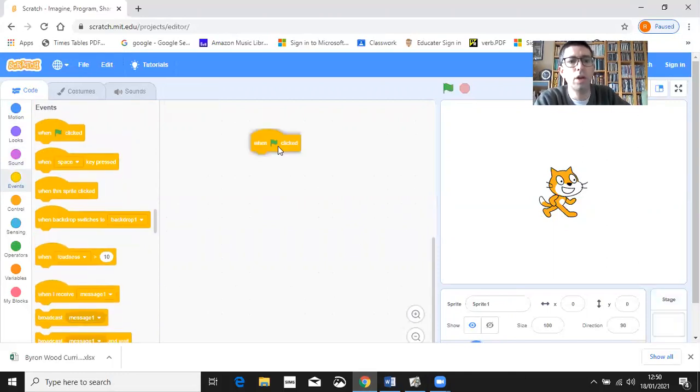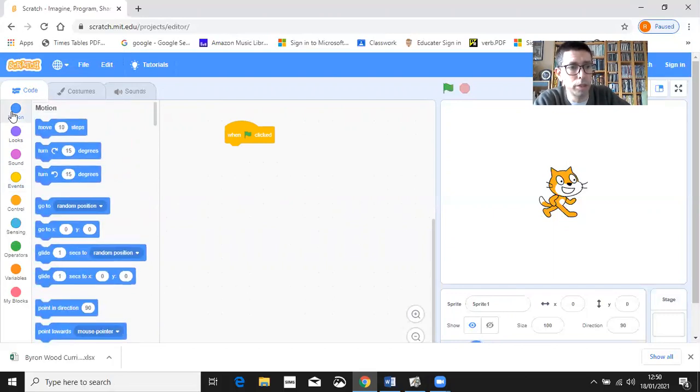Here's all my yellow ones. When clicked, there it is. Then it was move 100 steps, and that is a blue one. So there's the motion, blue. Now it says move 10 steps. I bring it in, I join it together, and then if I click where it says 10, I can change that to 100. Okay. Then let me go back and check.